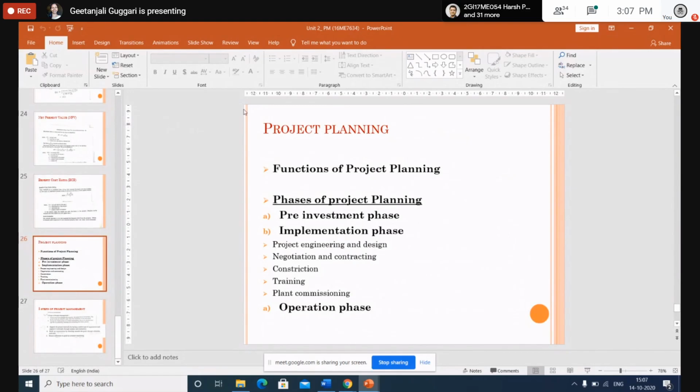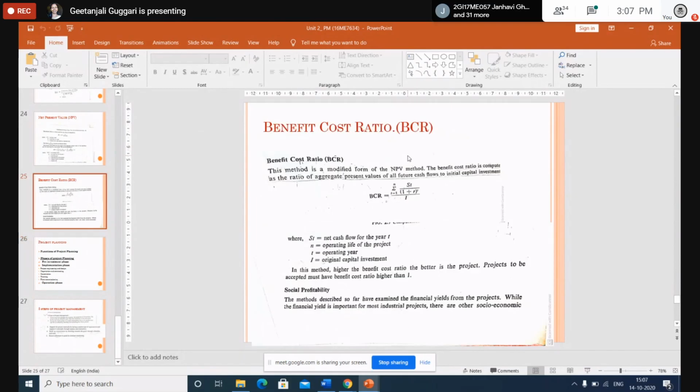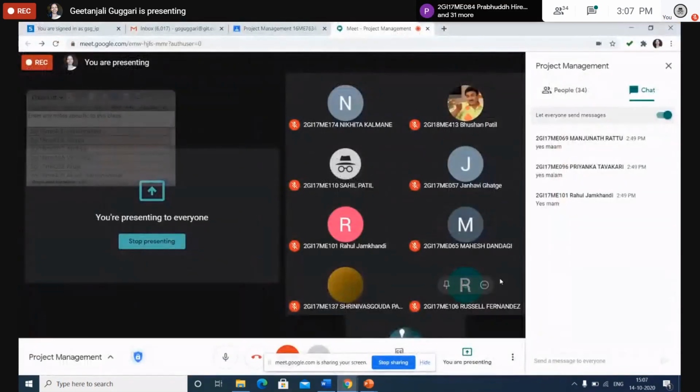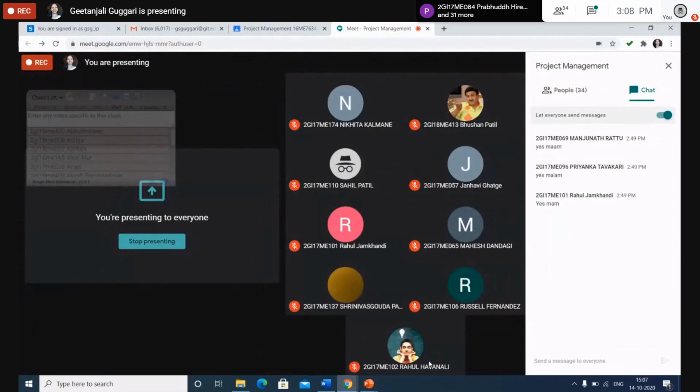No need to study project planning, that is not included in your syllabus. So till the profitability evaluation, you need to study from the second unit. Don't study further. Right from the raw material till the profitability evaluation. Is it clear for everyone? Is it clear? So this is about your portion for the first internal.